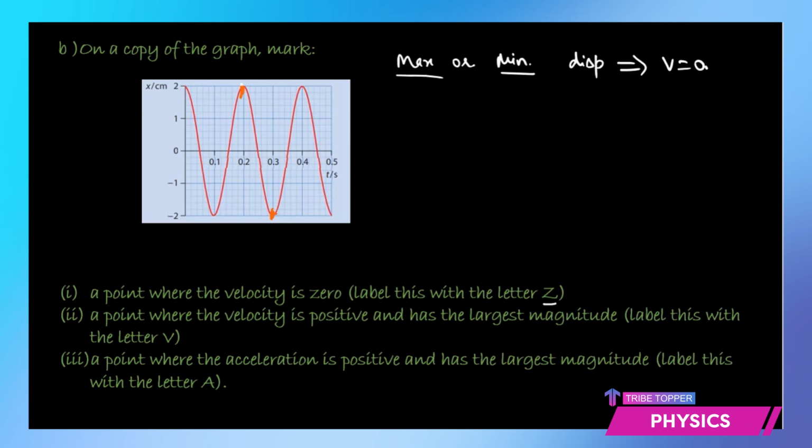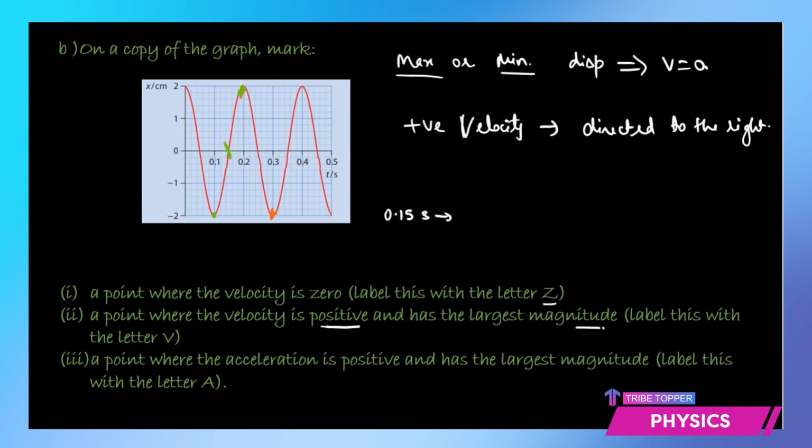Now they ask you in the second part, mark a point where velocity is positive and has the largest magnitude. Now when we want a positive velocity, it should be directed to the right. So a positive velocity means it is directed to the right. So we would say here that your velocity is positive and maximum when the displacement is 0. So going from this end to this end, you cross it, you're going towards the positive displacement. That means you're going to the right. So this point, which is 0.15 seconds, corresponds to the maximum and positive velocity. Similarly, here again, that will be 0.35 seconds. That will also correspond to a maximum positive velocity.